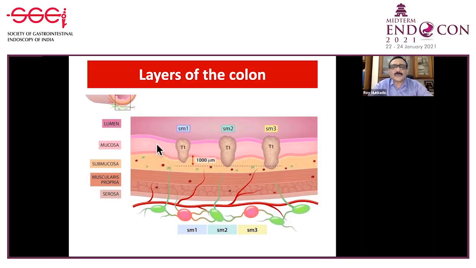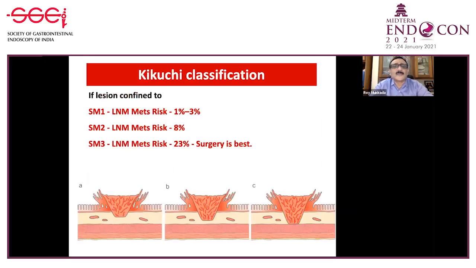SM1, SM2 you can go for an EMR, but SM3 you have to go either for a surgical resection, or ESD can be tried, but if the muscularis is involved, again the patient has to be submitted for surgery. With SM3, the problem is the lymph node metastasis is very high, so it's always better to go for surgery. Here, in SM1 the lymph node metastasis risk is 1% to 3%, whereas in SM2 the risk is 8%, and in SM3 the lymph node metastasis is around 23%.